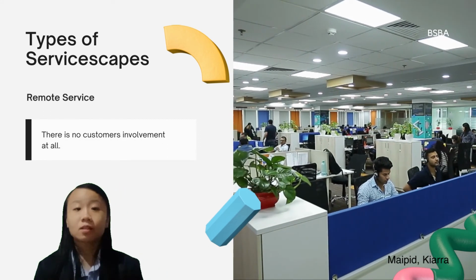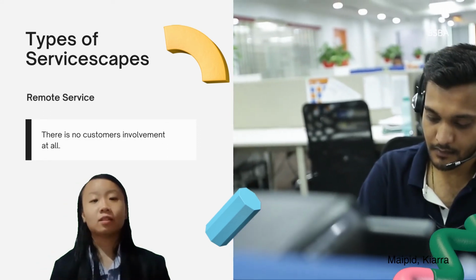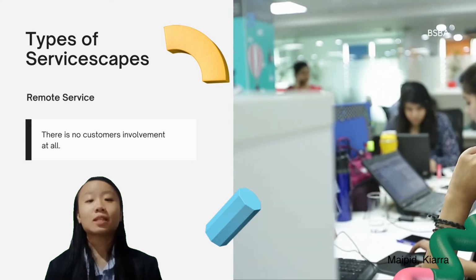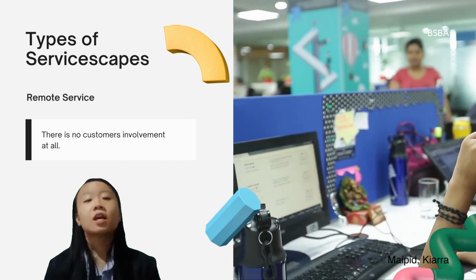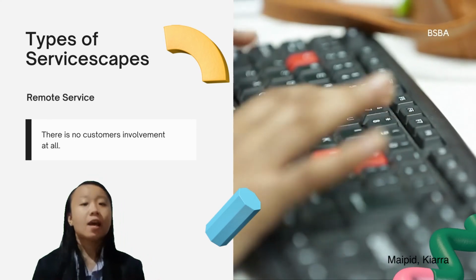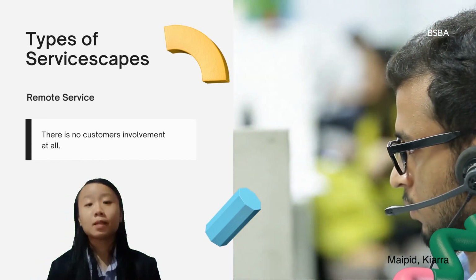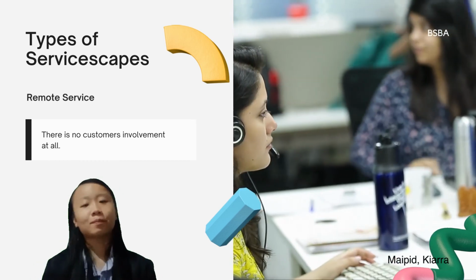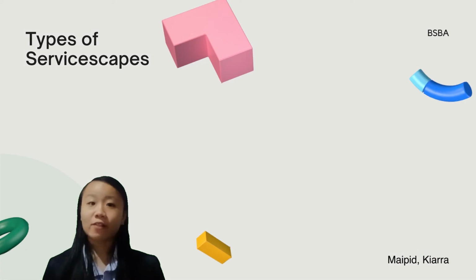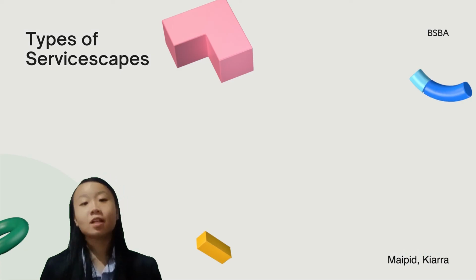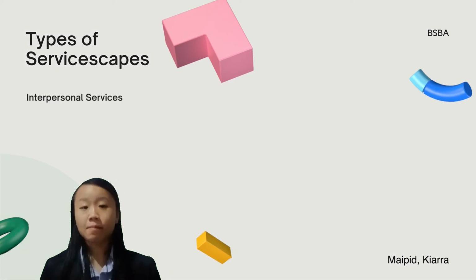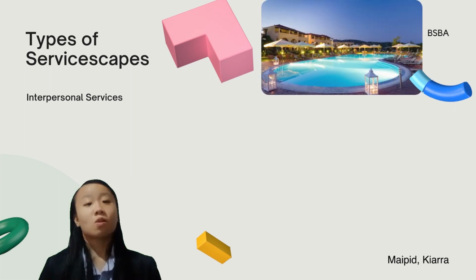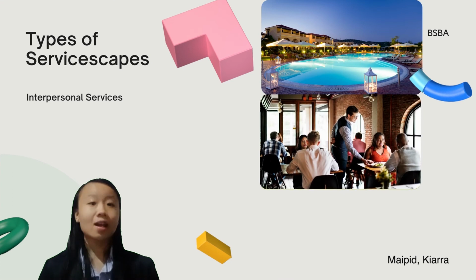The next one is a remote service. In this one, there is no customer involvement at all. Businesses and companies do this so they can reach a lot of customers even if they are in another country. Examples of these are BPO companies, editors, and a lot more. The last one is different from the two, which is interpersonal services. In this environment, both customers and employees are involved, such as hotels, restaurants, salons, and a lot more.